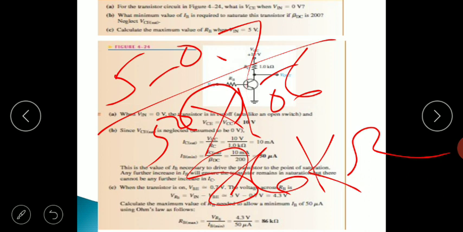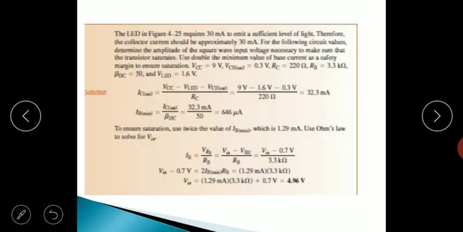The important thing is you should know how to apply KVL at the input and output. By applying KVL at the output, you can get the VCE equation very easily, and by applying KVL at the input, you can get the IB or RB equation. And if you want to relate input current with the output current, you have to use the current relationship between the base current and the collector current, that is collector current IC as beta times IB. That is about the example on transistor as a switch.